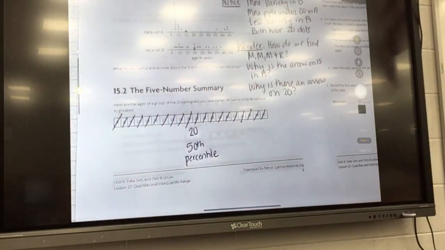Does everybody understand why that's the 50th percentile? Is there anybody who doesn't understand? And it's okay if you don't understand. All right, so what did we just do with our data by finding the median?